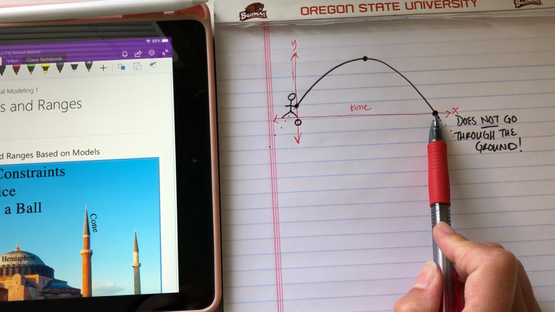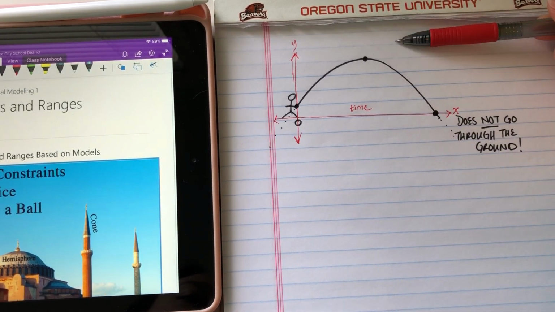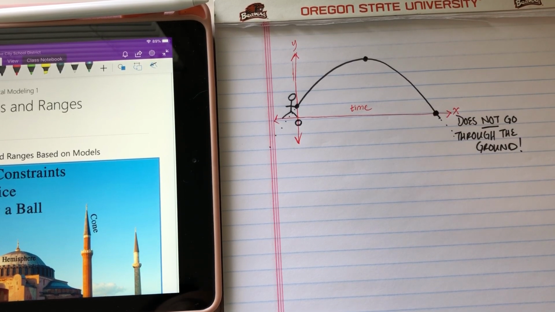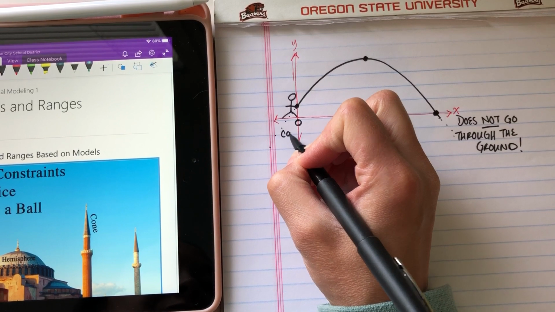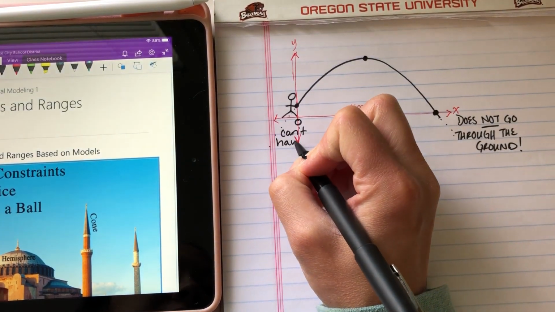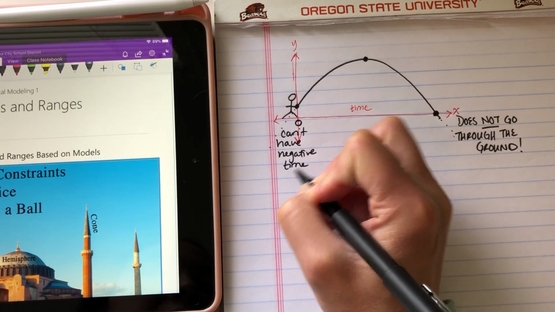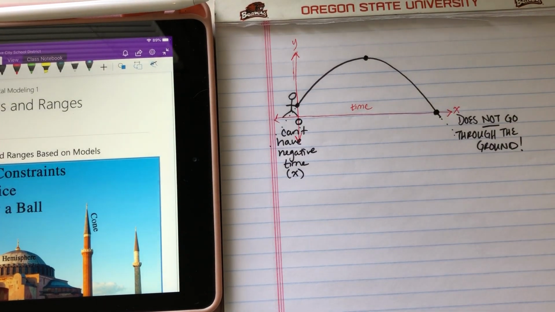Same thing with the y value. The smallest the y value can be, bottom and top, is 0 because the ball does not go through the ground. So here I'm going to also put can't have negative time, which is our x value.